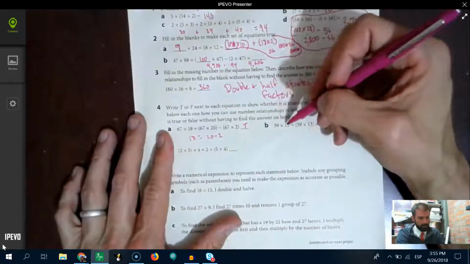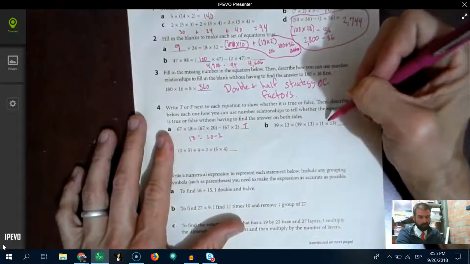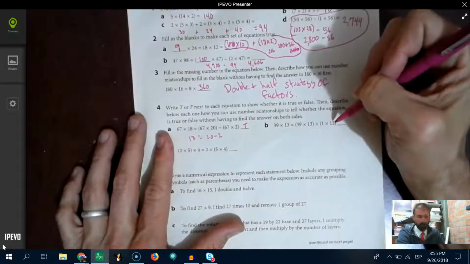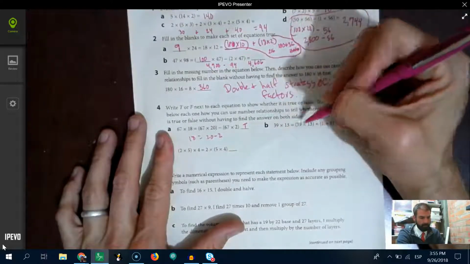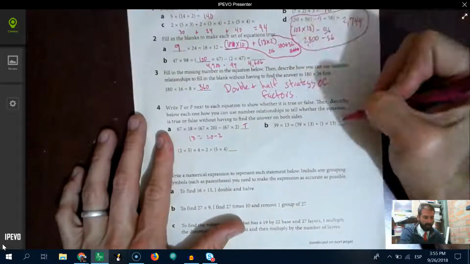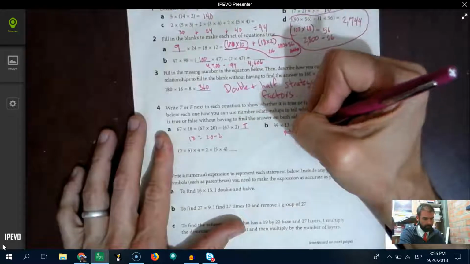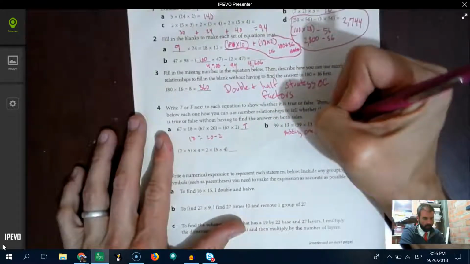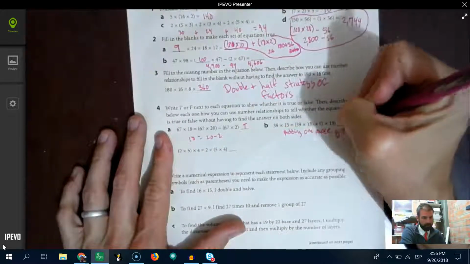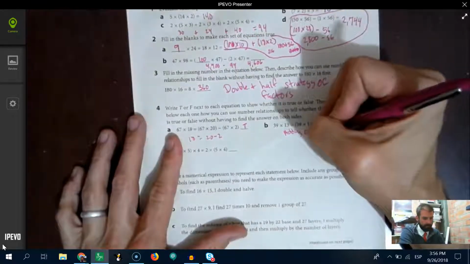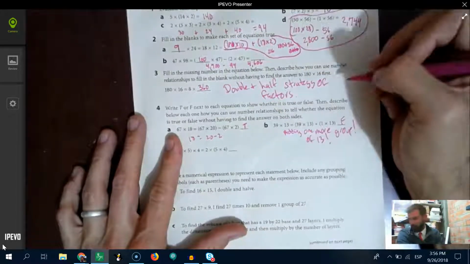All right, so 39 times 13 equals 39 times 13 plus 1 times 13? That doesn't seem right. I have 39 times 13 here. I have 39 times, and I'm adding another one? No way. Okay, so I'm adding one more group of 13. So that would make it wrong.